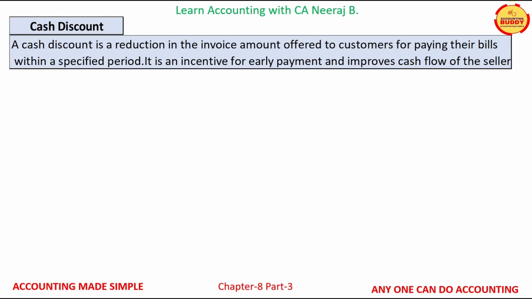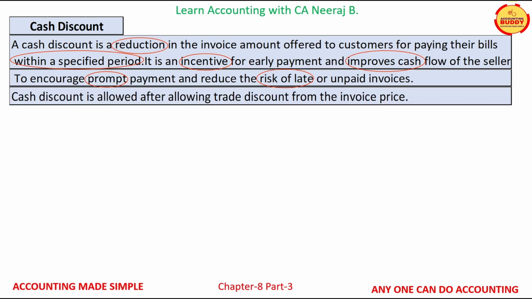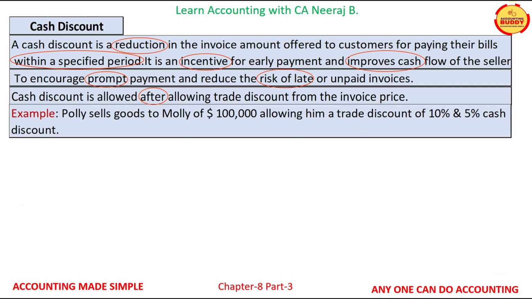A cash discount is a reduction in the invoice amount offered to customers for paying their bills within a specified period. It is an incentive for early payment and it also improves cash flow of the seller. Cash discount is often allowed to encourage prompt payment and reduce the risk of late or unpaid invoices. Cash discount is allowed after allowing trade discount from the customer invoice. Let us further understand the concept of cash discount with an example displayed.